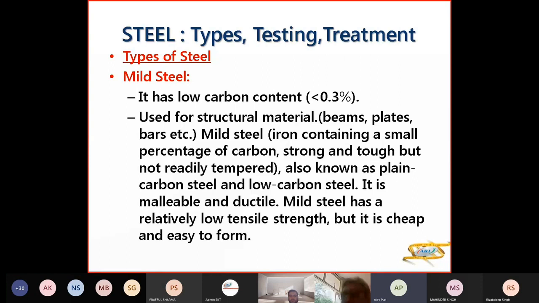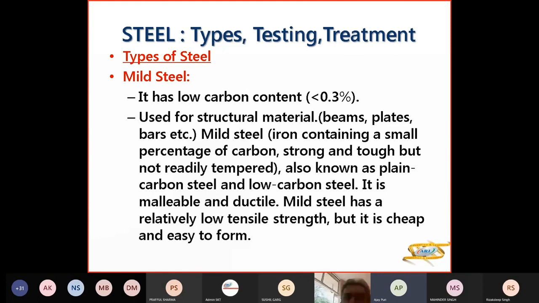So your iron contains a small percentage of carbon. It's strong and tough, but it is not hard, so your tempering cannot be done. We'll be doing the tempering after this. Tempering is a heat process of making it tough, like you have tempered glass on your mobile. Tempering is a heat process to make that glass tough so that it will protect your mobile screen.